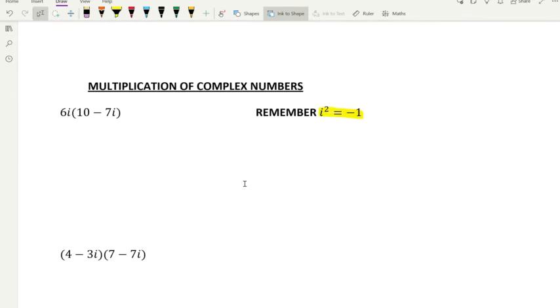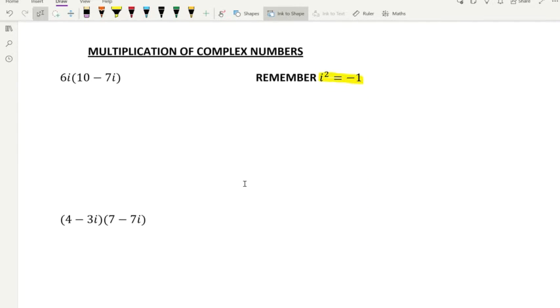All right. Let's take a look at multiplication. Now, multiplication, esto es fundamental. You're going to need to remember that i squared equals negative 1. And we're going to follow the distributive property with this by multiplying 6i with 10 and 6i with negative 7i.